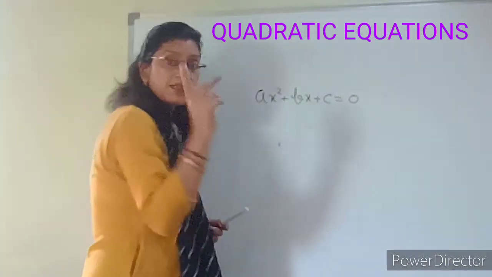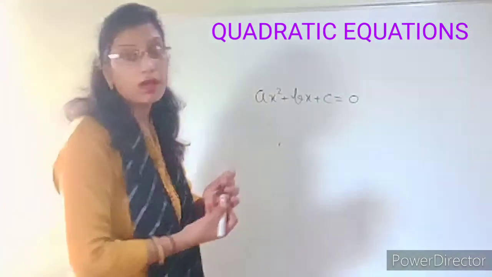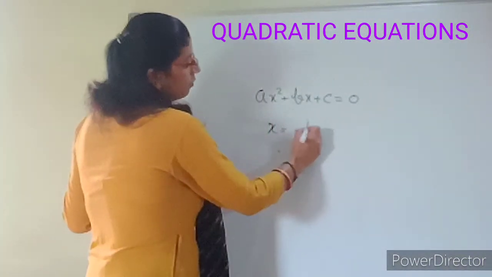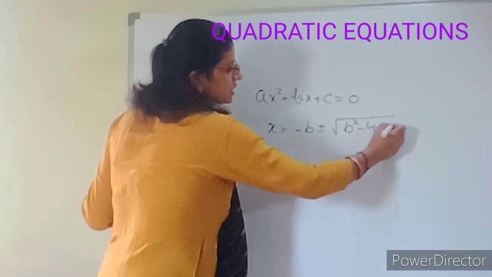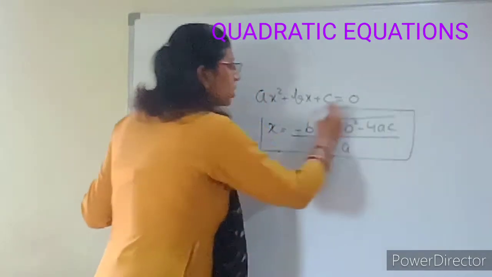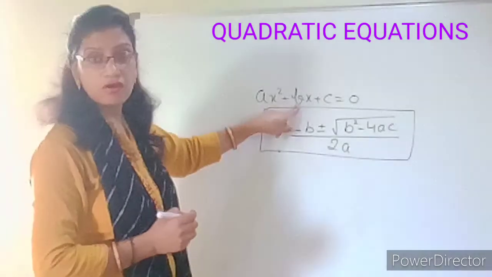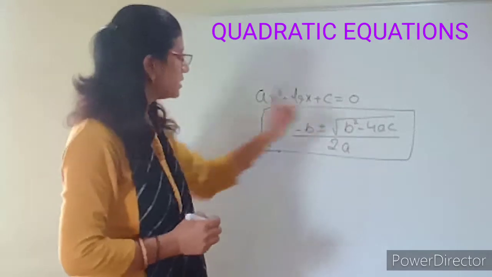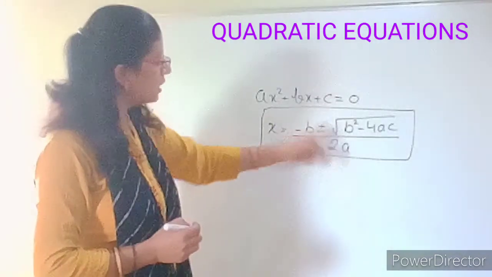Before that you have done it by the splitting method, but here I am telling you how to find the value of x by the quadratic formula. The value of x can be determined by the formula x equals minus b plus minus root of b square minus 4ac, divided by 2a. This is known as the quadratic formula or Sridharacharya formula. Here b is the constant of x, and b square is the square of this. a is the constant of x square, and c is the constant.